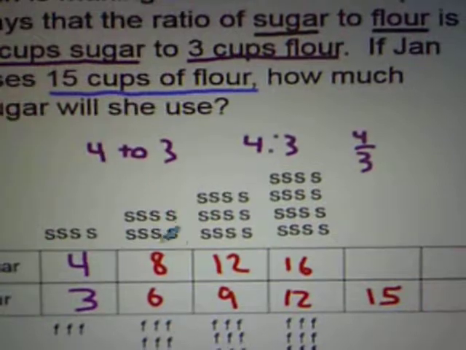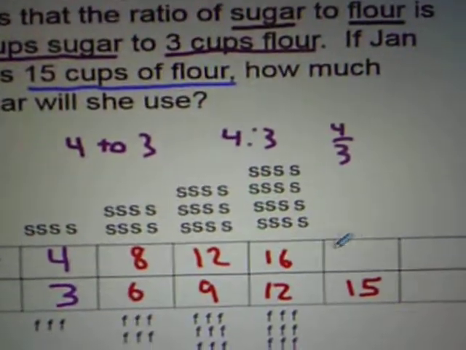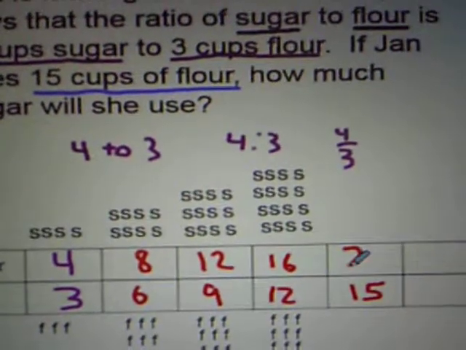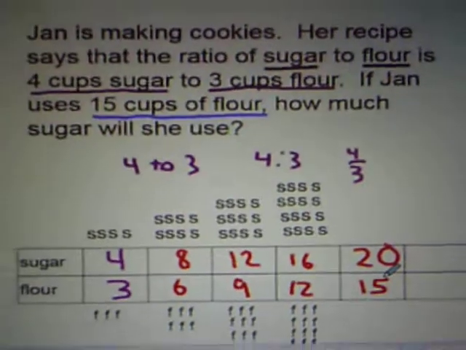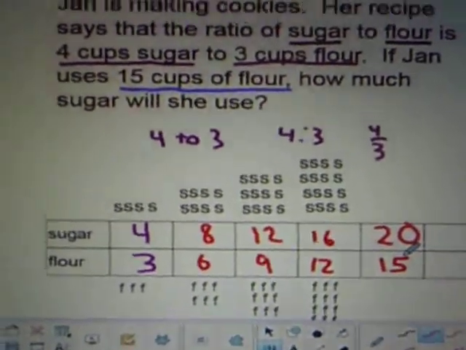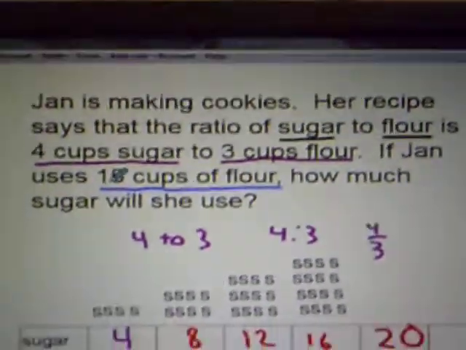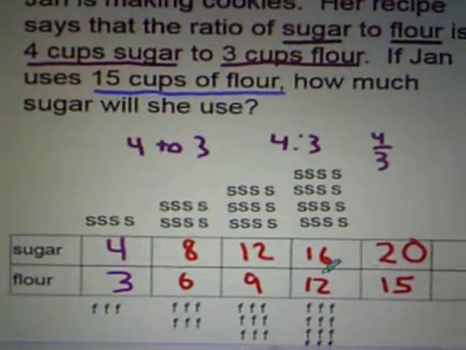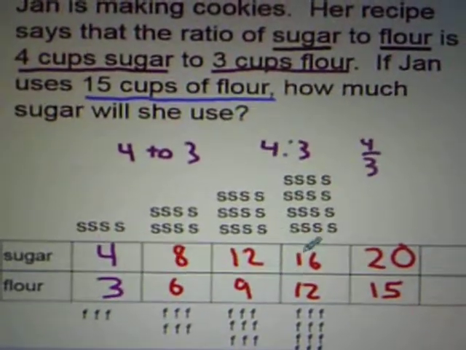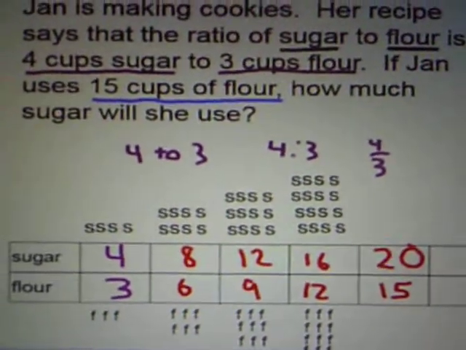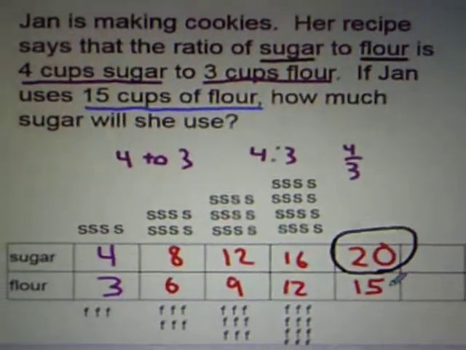First I had 4, then I had 8, added 4 more, got 12, added 4 more, got 16. So if I add 4 more, here I'll get 20. So now I don't even have to go any farther because I've answered my question. If Jan uses 15 cups of flour, that means as long as I keep the ratio the same, she will need to use 20 cups of sugar.